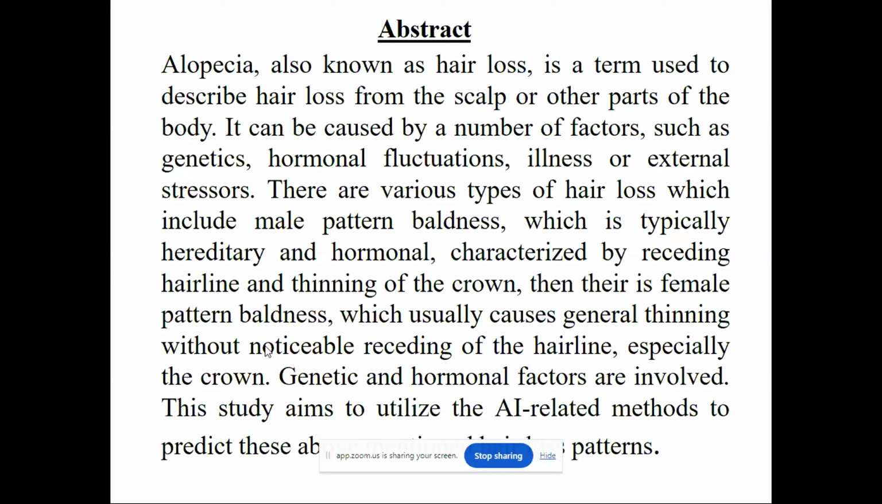There are many types of hair fall, mostly broadly divided into 5 types, and some of the most important types are male pattern baldness, which is typically hereditary or hormonal and characterized by the receding hairline of a person or thinning of the hair from the crown area, while there is also female pattern baldness, which usually causes general thinning without any noticeable receding of the hairline, especially at the crown. So here the genetic as well as hormonal factors may be involved. This study utilized AI related methods to predict the pattern of hair fall in a person at an earlier stage.